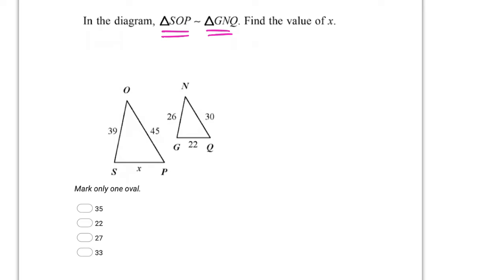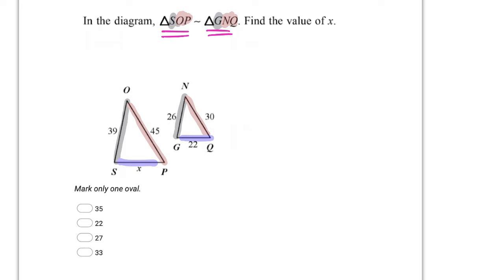They tell us right away that SOP, so this first triangle, is similar, not congruent, but similar to the second triangle, GNQ. Find the value of x. So all the sides, because these triangles are similar, have to be in the same proportion. So SO, see how that's labeled first, has to be in proportion to GN. Let's mark those both in gray. So those have to be in the same ratio as OP to NQ, this pair, and then our third pair.